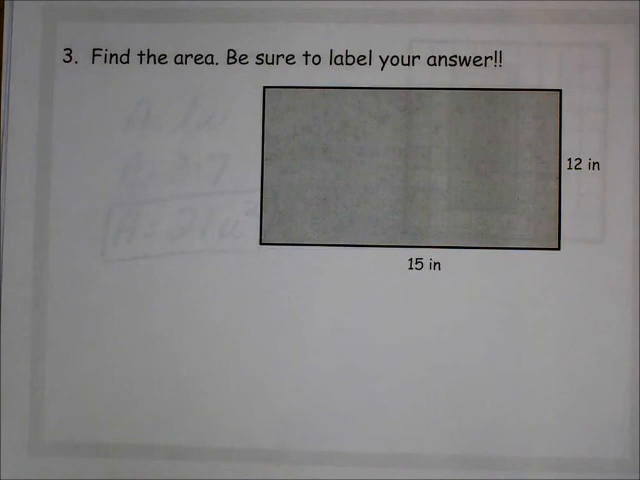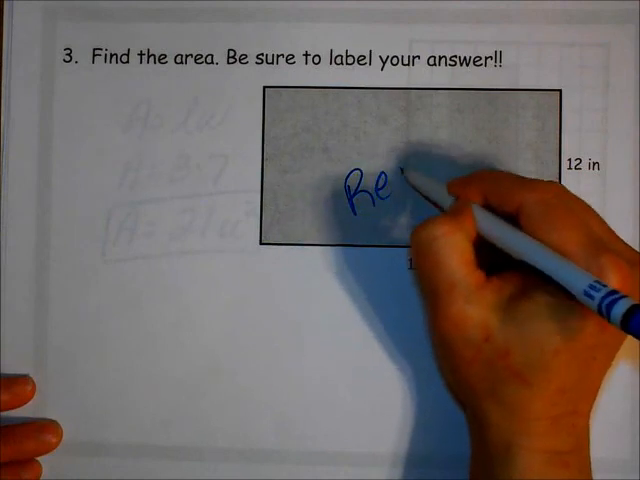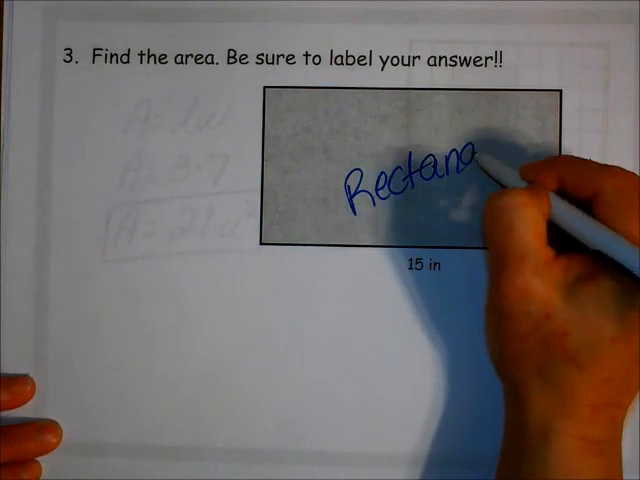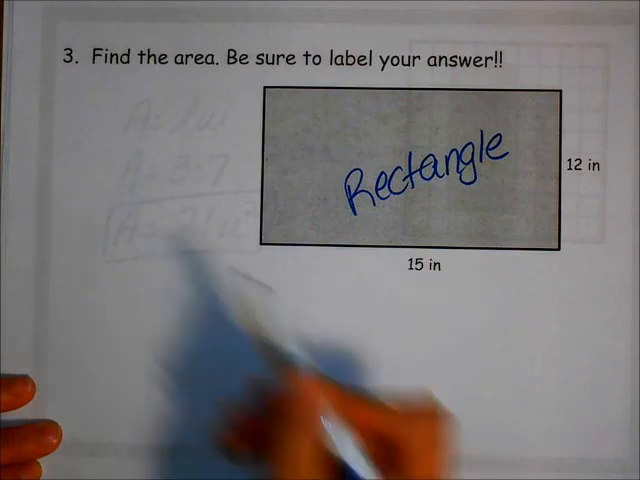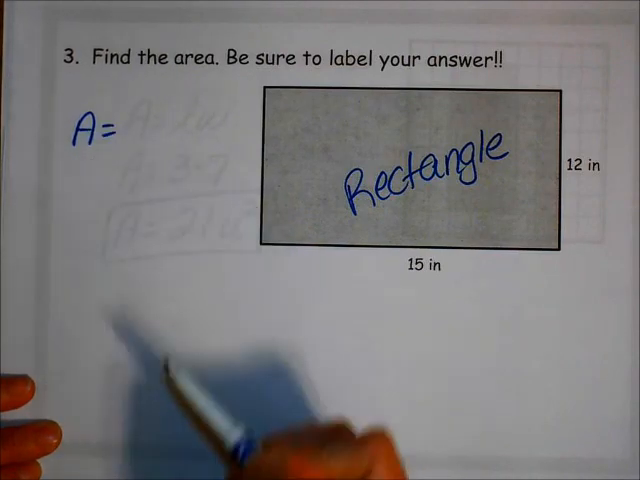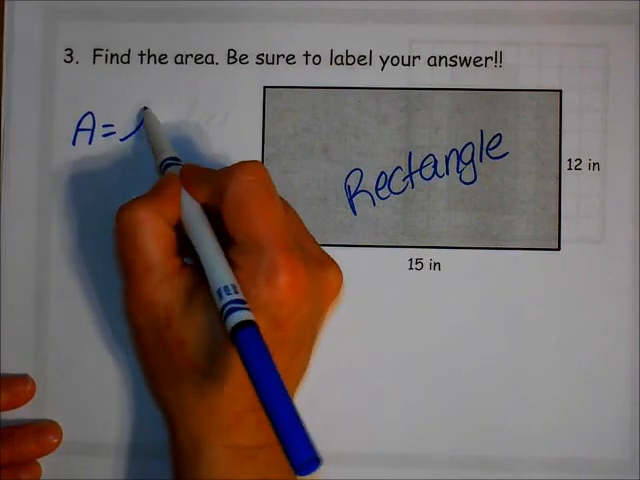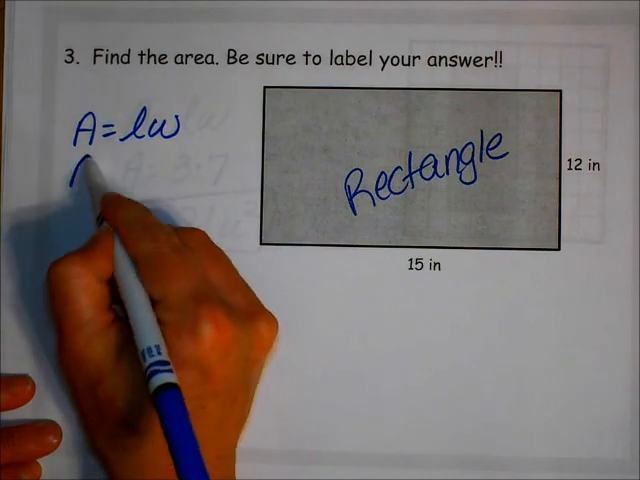Number 3 says find the area. Be sure to label your answer. First, we have to know the correct shape in order to use the correct formula. I know that this is a rectangle, so I'm going to use my formula for area of a rectangle. My formula for area of a rectangle is length times width.